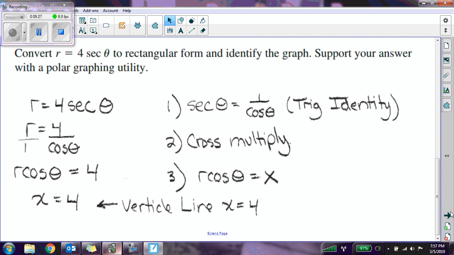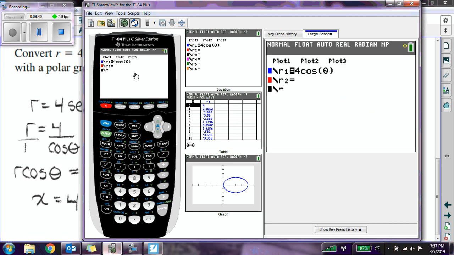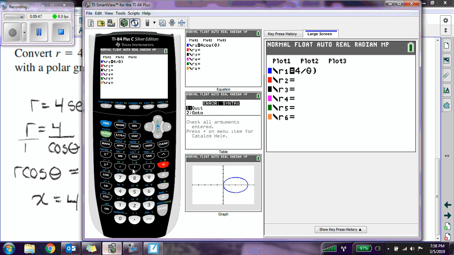So again for this, we can go through and check this in our calculator. Let's see, I'm going to do 4, and remember we don't have a secant key on our calculator. So we're going to end up doing 4 divided by our cosine of theta. So we need to make sure we do that.